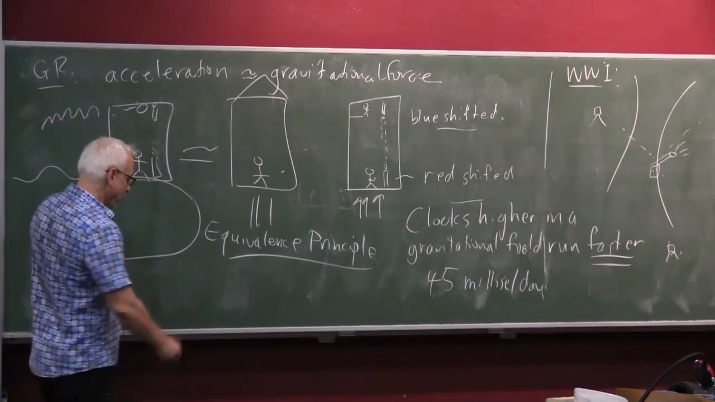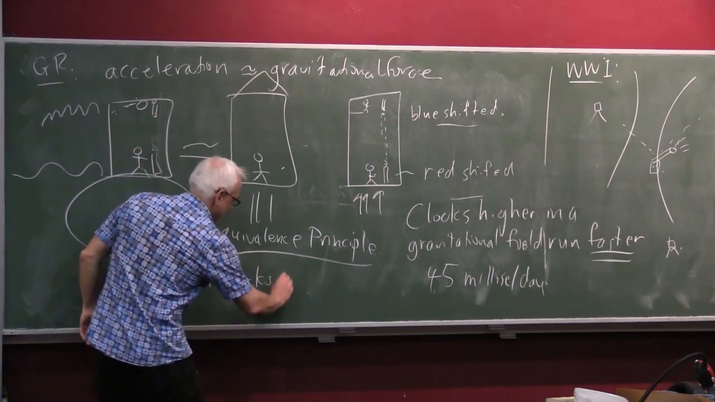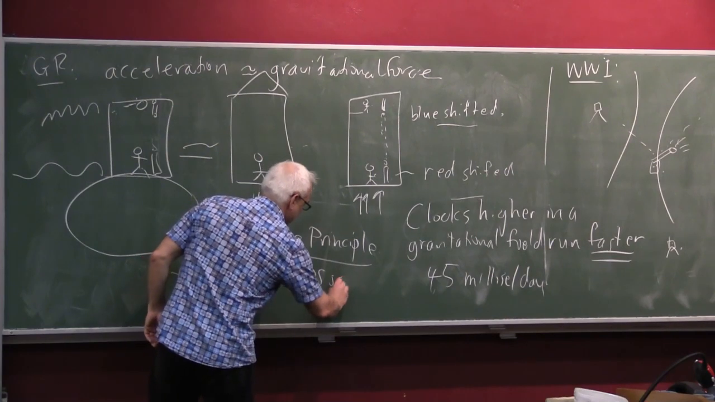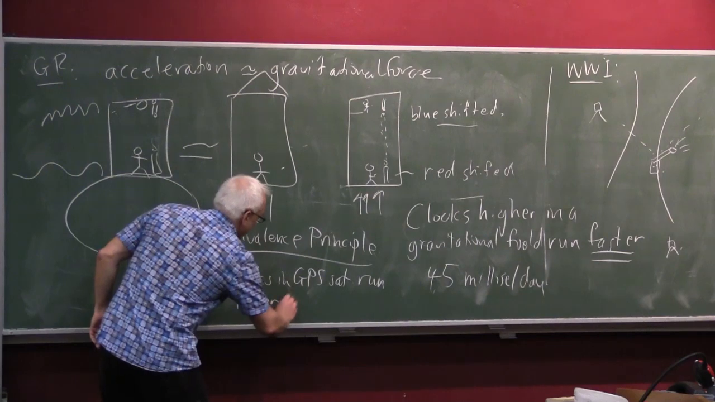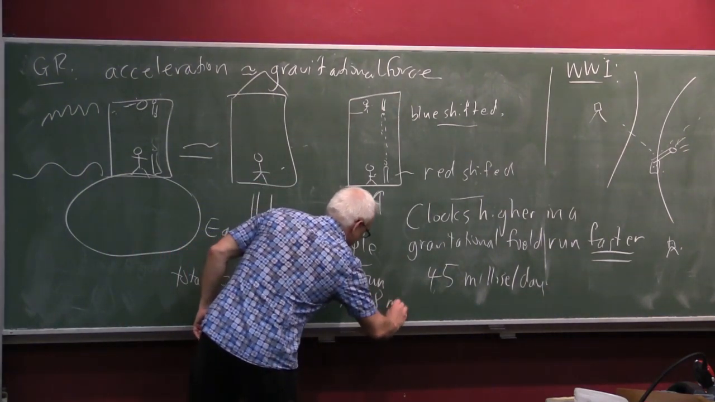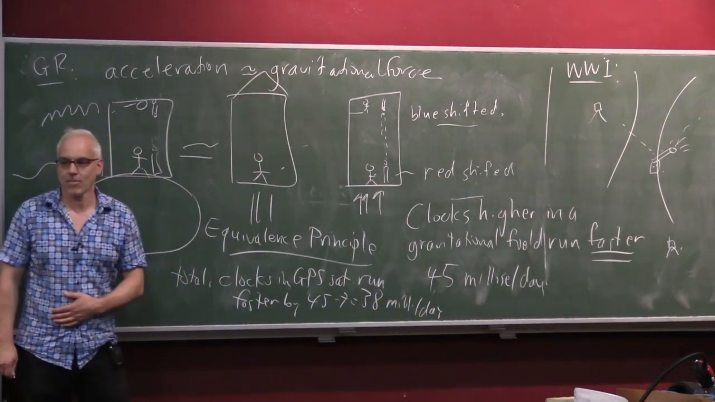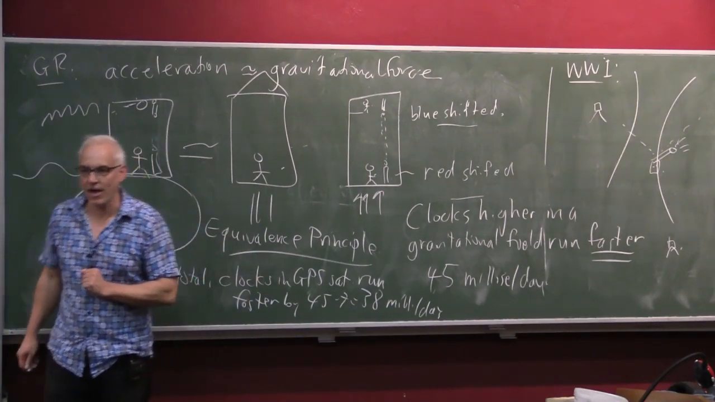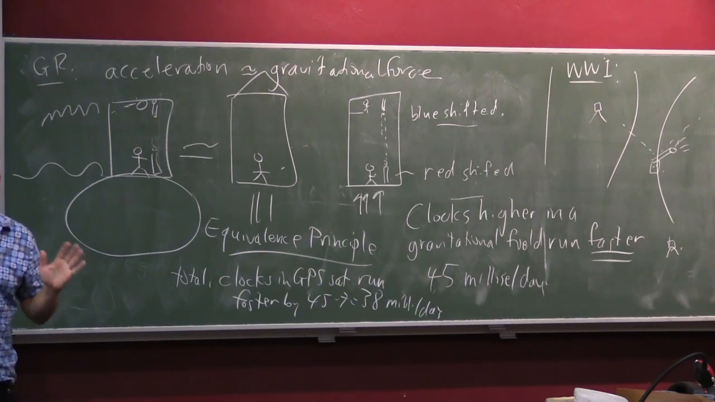So the total thing is that the clocks in the GPS satellites run faster by 45 minus 7 equals 38 milliseconds per day. And if we didn't adjust for that, then our GPS wouldn't work, and you wouldn't be able to figure out how to get from here to Hornsby. All of those things wouldn't work.